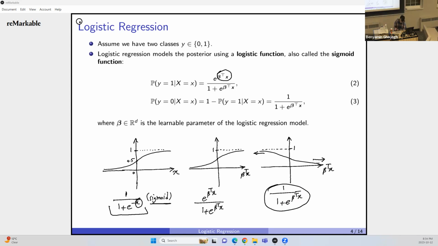Also, if I have 1 minus this, I will get this, as I am denoting it here. So this is the function. 1 minus that becomes this.